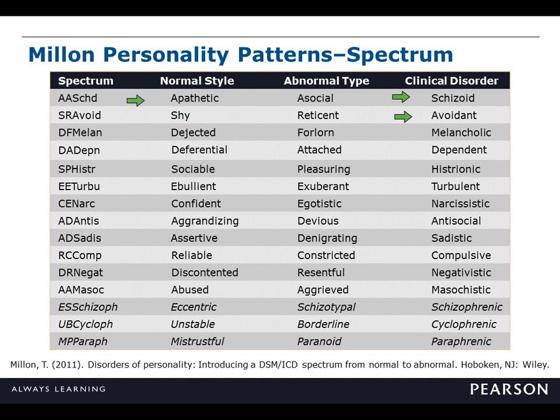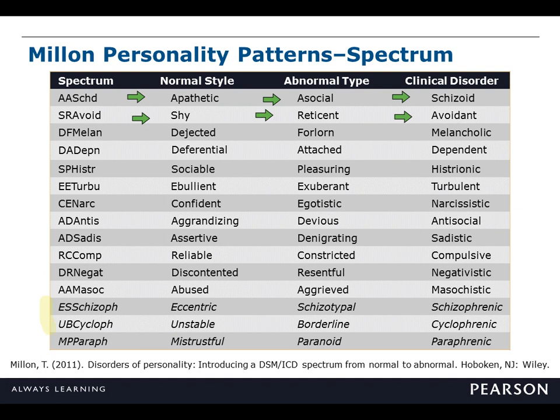From a lower base rate, beginning at the base rate of 60, we look at somebody who scores at that level between 60 and 74 as apathetic. Between 75 and 84, we look at asocial, and then at the highest level there, we look at schizoid. Different ways of describing these different ranges of personality functioning. Similar for the avoidant, beginning with shy, and then moving on to reticent at the middle level, and then towards the end, avoidant.